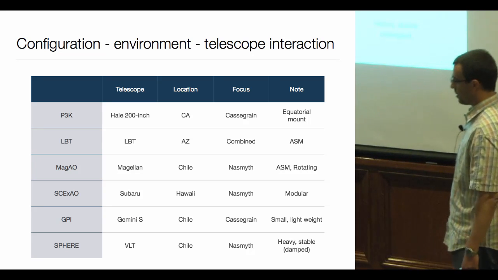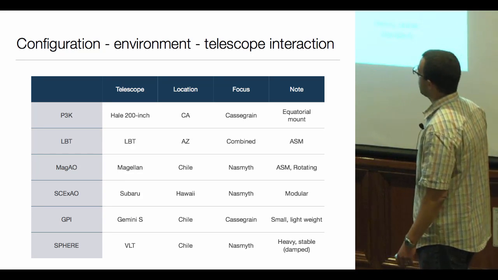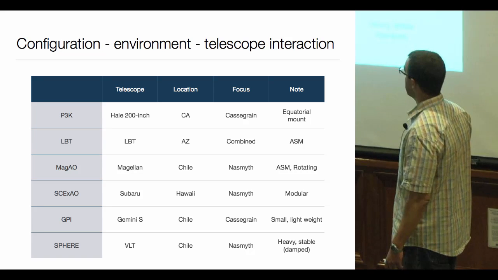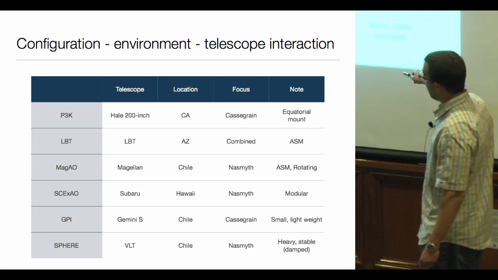The environment is something that's also critical and not always getting a lot of attention.